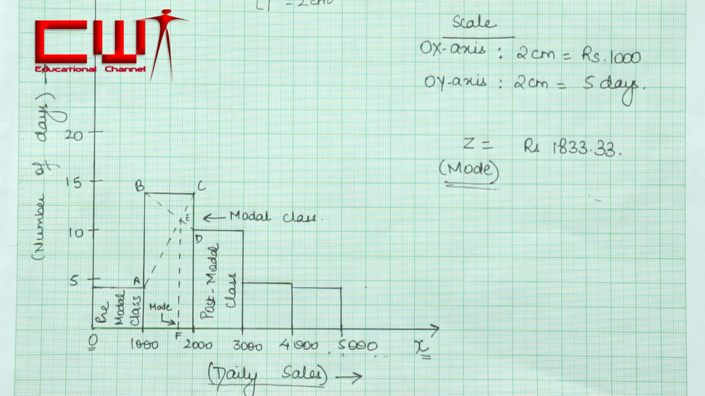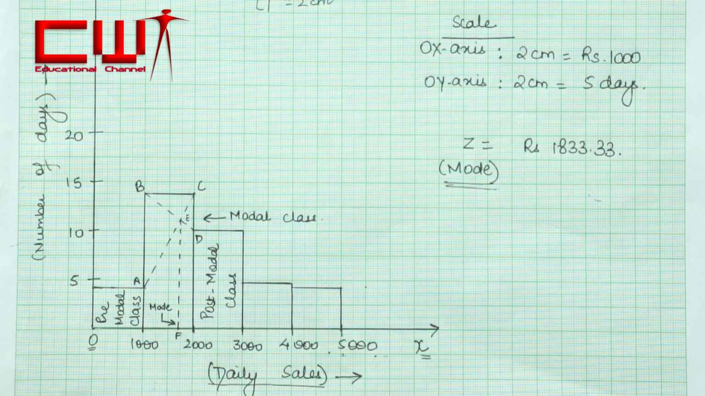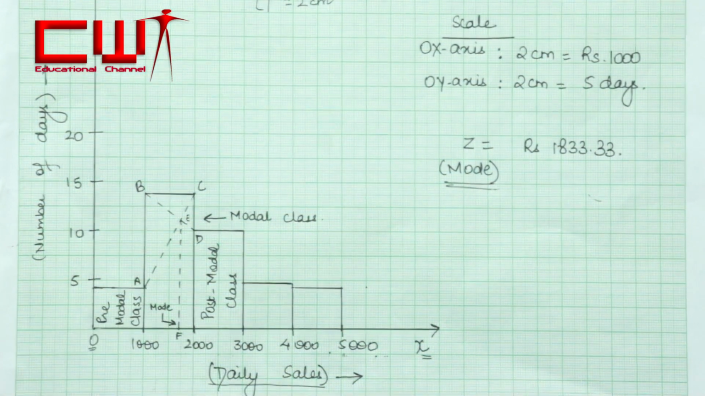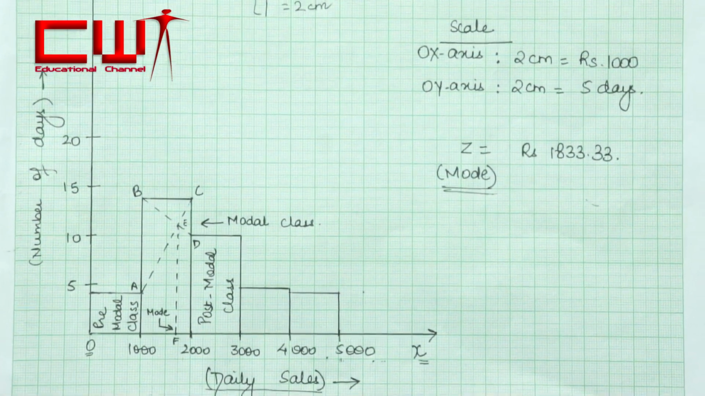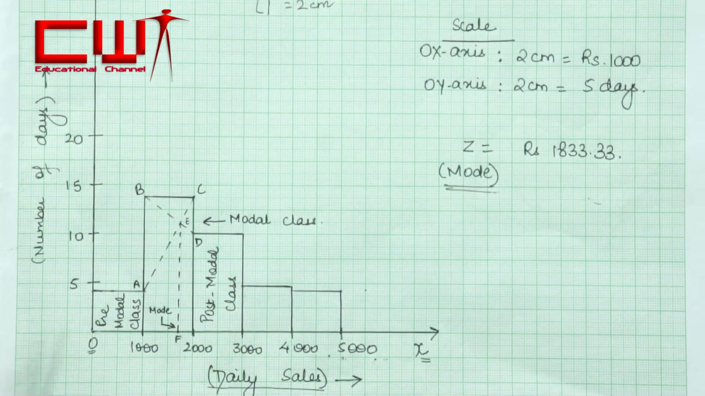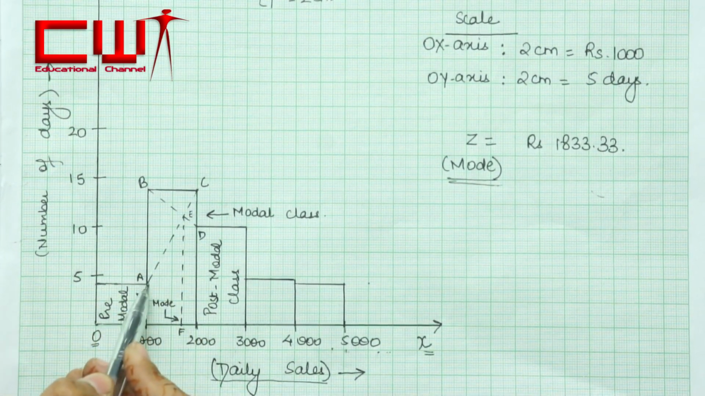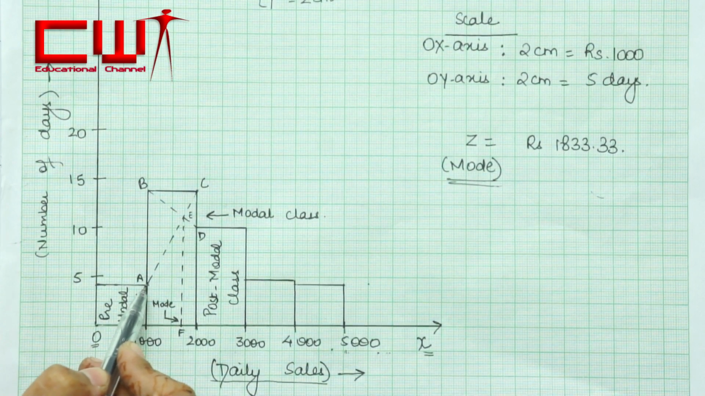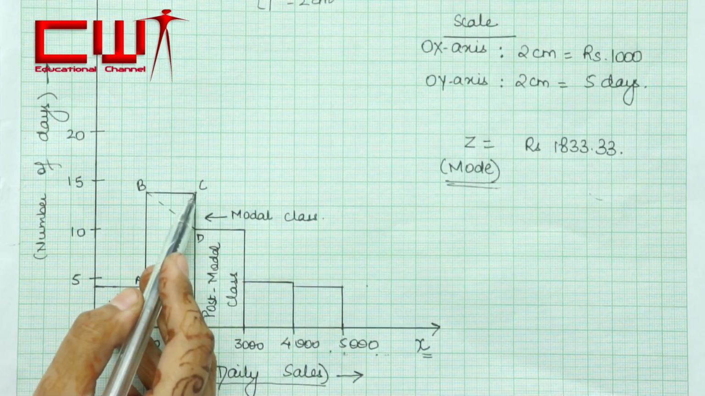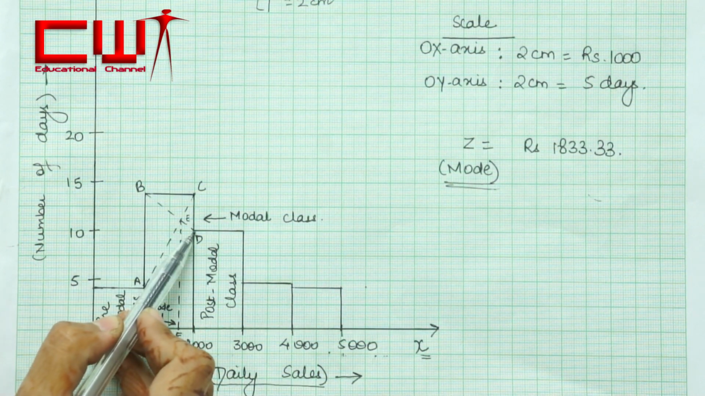Now see, you have to see which is the highest bar. Which is the highest histogram? This is the longest or the highest bar, that is from 1000 to 2000. This is the highest histogram. Now what you do is, you will draw 2 cross lines. From one point of the bar, you will draw a line and you will join it to the adjacent bar. From this end to this end, and from this end to the other end.